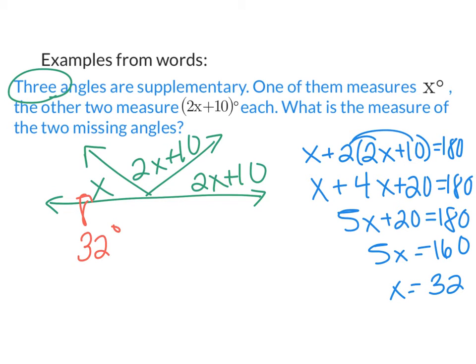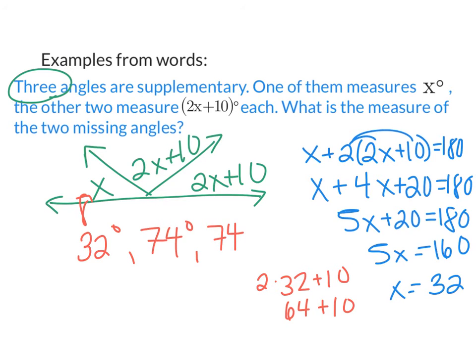The other ones I'm going to need to do some quick work for. 2 times 32 plus 10, so that's 64, plus 10. So 74 degrees and 74 degrees. So those are my 3 angle measures for the supplementary angles.